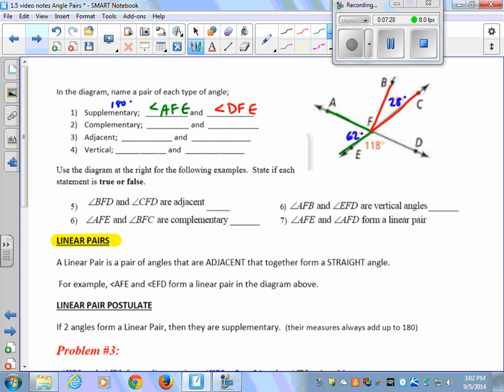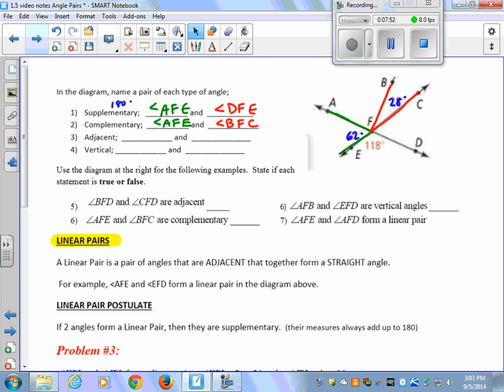So the green angle is angle AFE again, and the red angle is angle BFC. You may have named it CFB. Either one is fine.